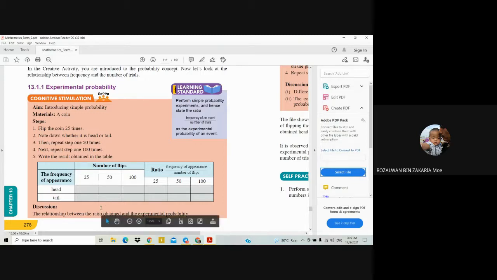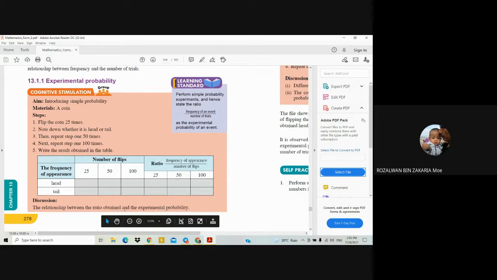The relationship between the ratio obtained and the experimental probability, you will know if you use the formula here: ratio equals the frequency of appearance divided by the number of trials. Let's say for the 25 trials, you get 10 heads. So 10 divided by 25, that is the ratio. If you get 10 heads for 25 trials, that's how to calculate the ratio.